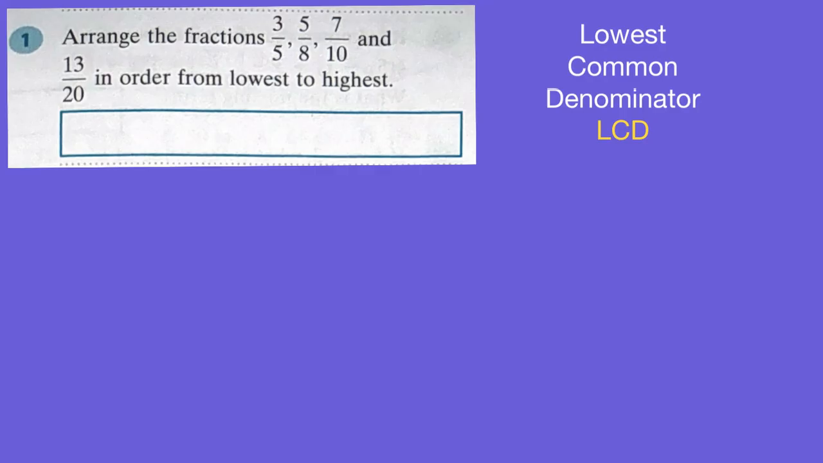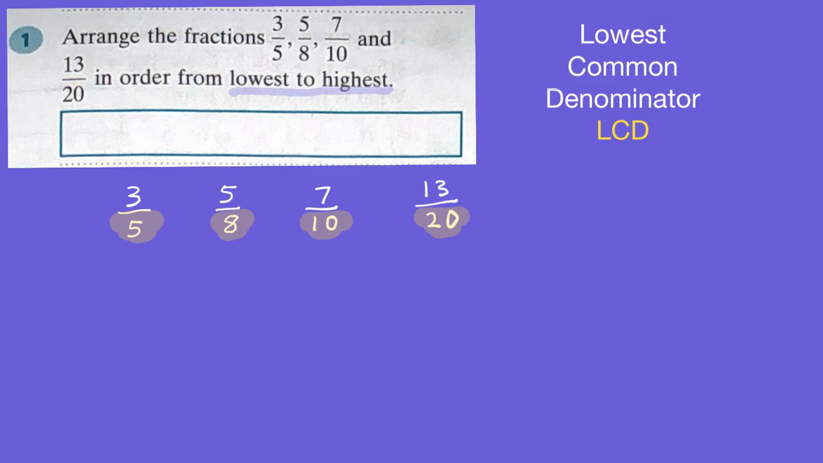Firstly, we're going to arrange these fractions, 3/5, 5/8, 7/10, and 13/20, from the lowest to the highest. The method we're going to use is to look at the numbers in the denominator of each fraction. We have 5, 8, 10, and 20. What we want to find is the lowest common denominator, LCD, because it has to be a number which is common to every single one of them, so that each number will be a multiple of it.